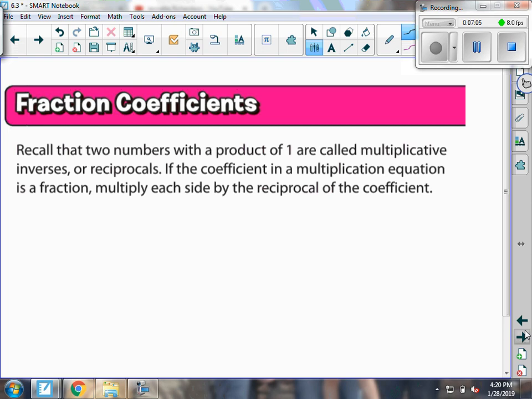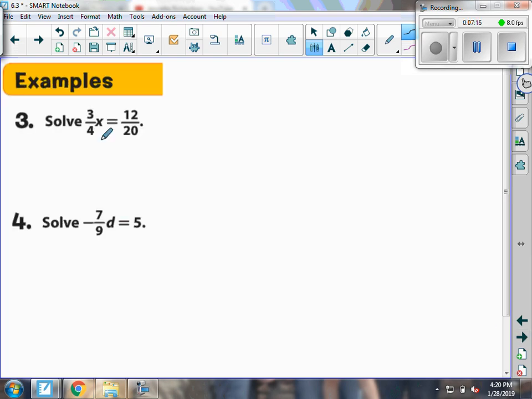Okay, next we're going to start working on our fractions. So if your coefficient, if your number in front of your letter is a fraction, we're going to do something a little bit differently. So copy this down. 3/4 x is equal to 12 over 20. I'm going to copy it down again over here and give myself some more room.